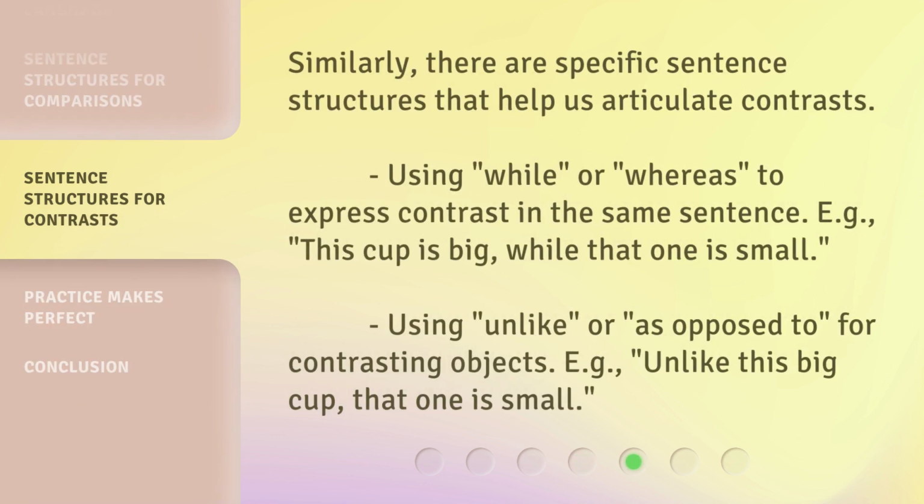Similarly, there are specific sentence structures that help us articulate contrasts. Using while or whereas to express contrast in the same sentence. E.g., this cup is big, while that one is small. Using unlike or as opposed to for contrasting objects. E.g., unlike this big cup, that one is small.